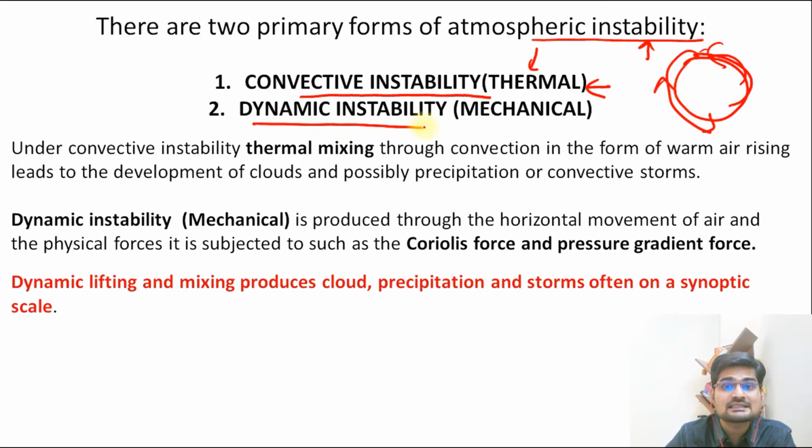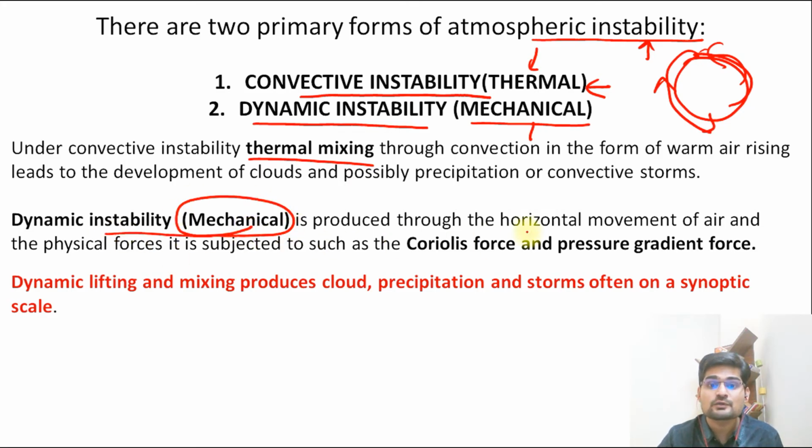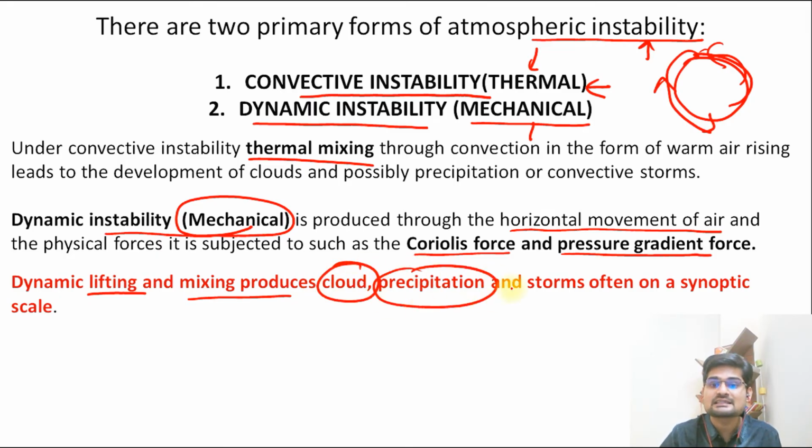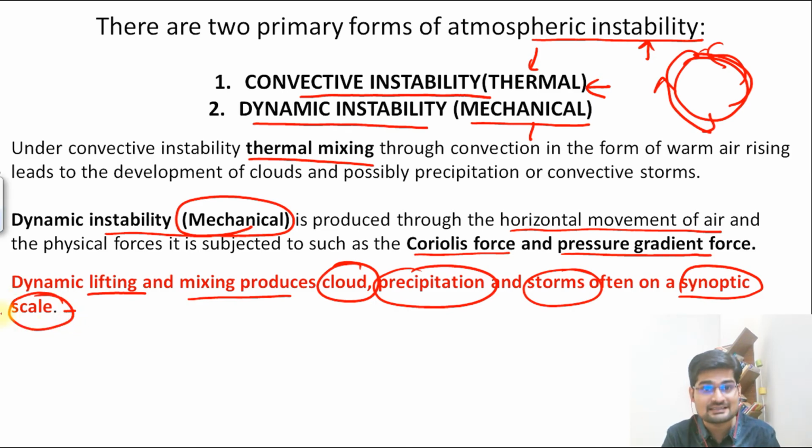Then we have dynamic instability, which is of a mechanical nature. So let's understand convective instability, that is thermal mixing of hot and cold air, that we know. But dynamic instability is mechanical in nature. It is produced through horizontal movement of air. And remember, Coriolis force and pressure gradients are the forces that are important for dynamic instability. Dynamic lifting and mixing produces cloud, precipitation and storms, often on a synoptic scale, on a regional or greater level. That is important to understand here.